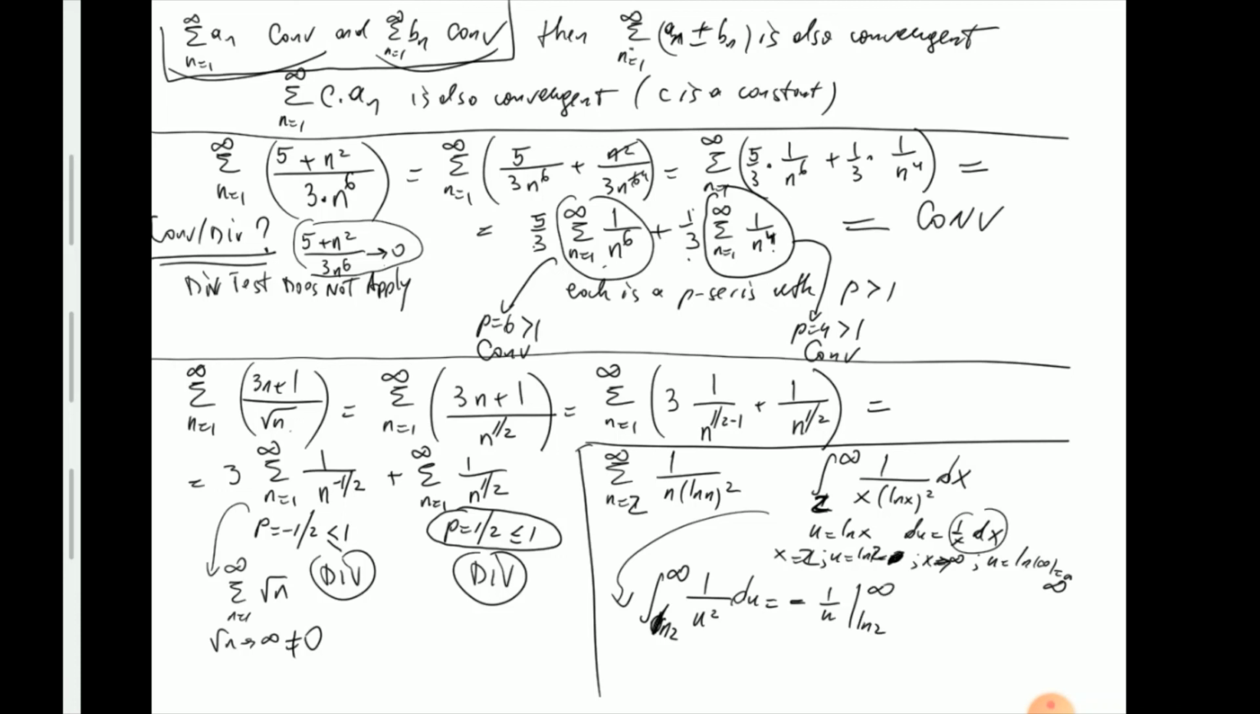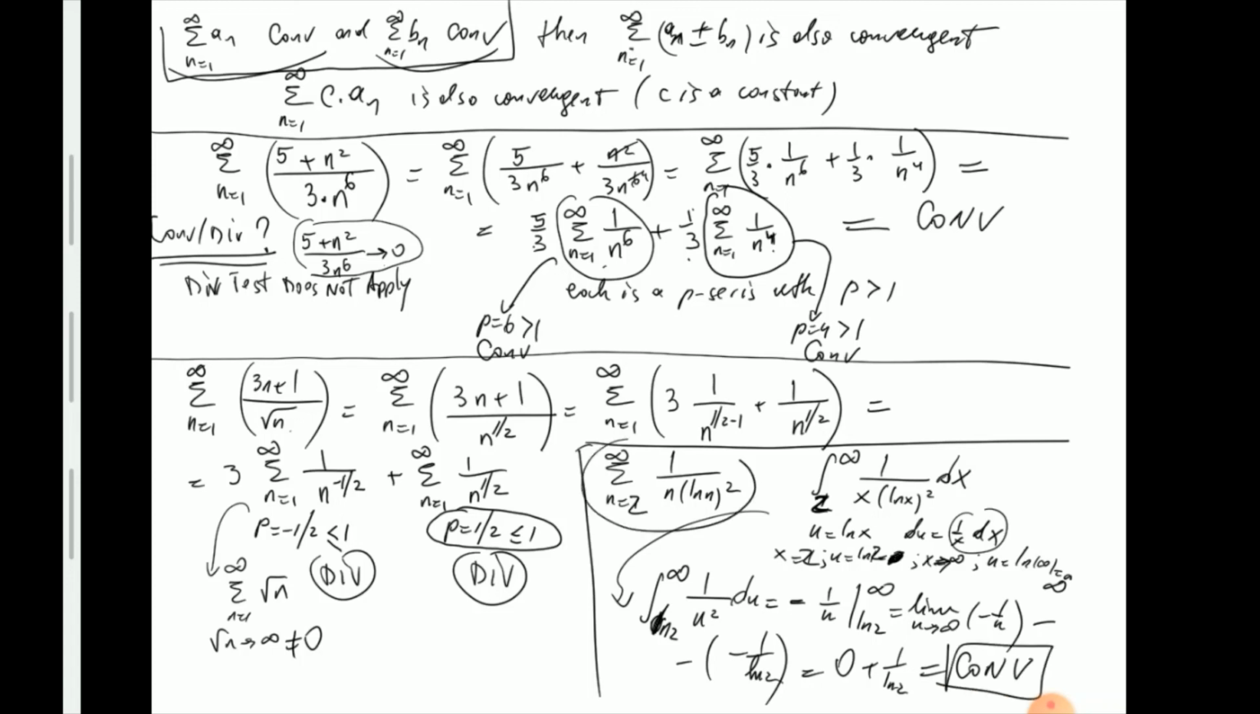And this will be the limit as u goes to infinity of minus 1 over u, minus 1 over ln of 2. So this first limit is 0, and then plus 1 over ln of 2. So therefore convergent. The integral is convergent, which means the series itself is convergent as well.